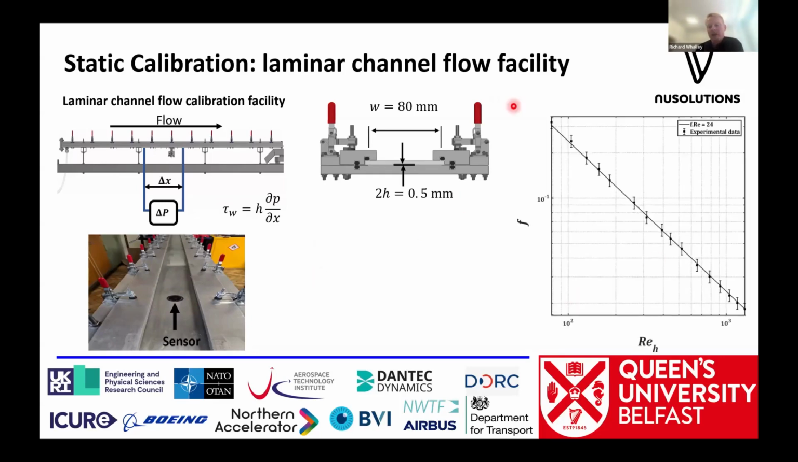And so in terms of the fluid dynamics, if you plot the friction factor against Reynolds number for a high aspect ratio channel flow facility, it should be this straight line here. And so nicely, our data lies on there, so we know our channel flow facility is working well.